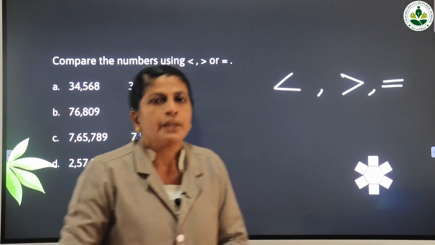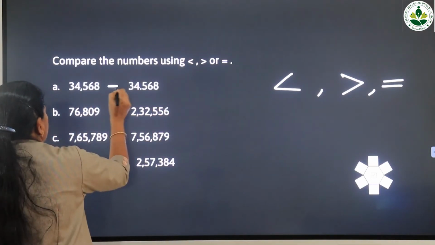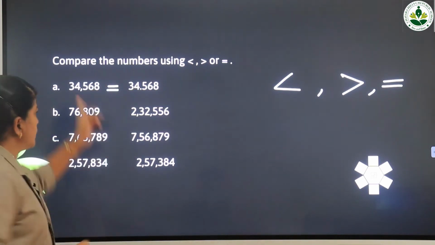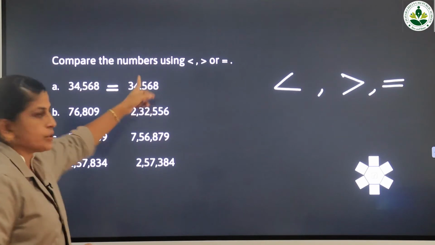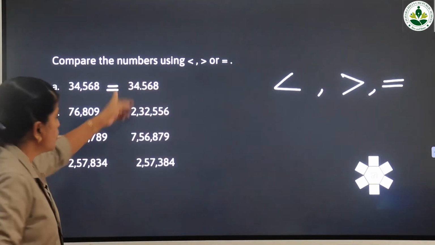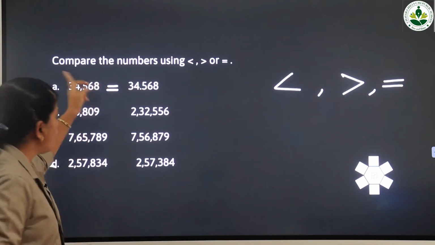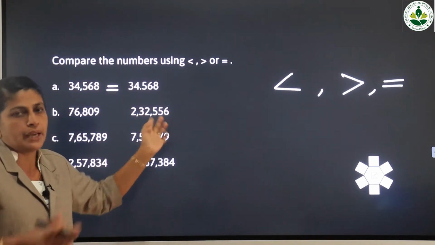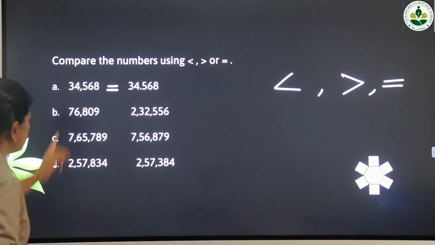Therefore, we say the two numbers are equal. Therefore, put the equal sign. 34,568 is equal to 34,568. Why should we put equal here? Because all the digits in both of the numbers are the same. That means the two numbers are equal. Then look at the second number.